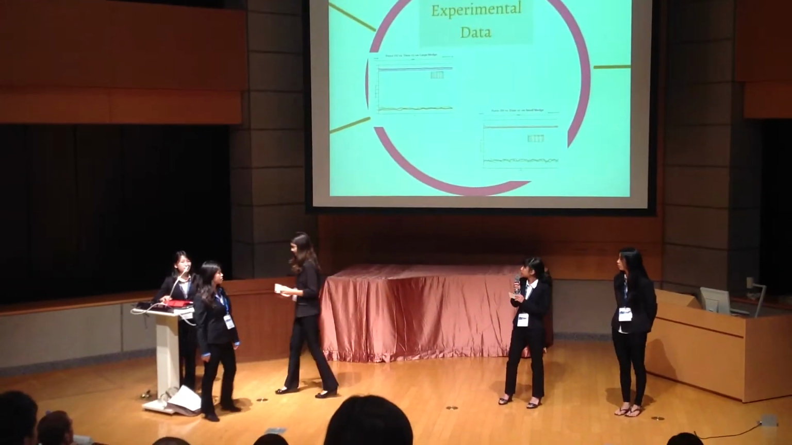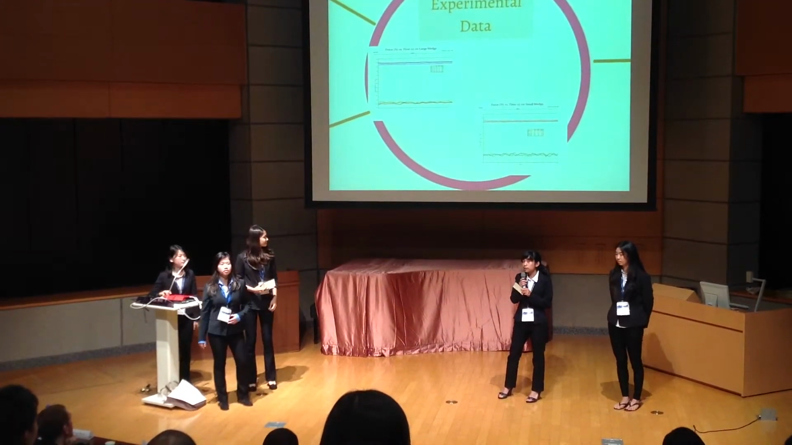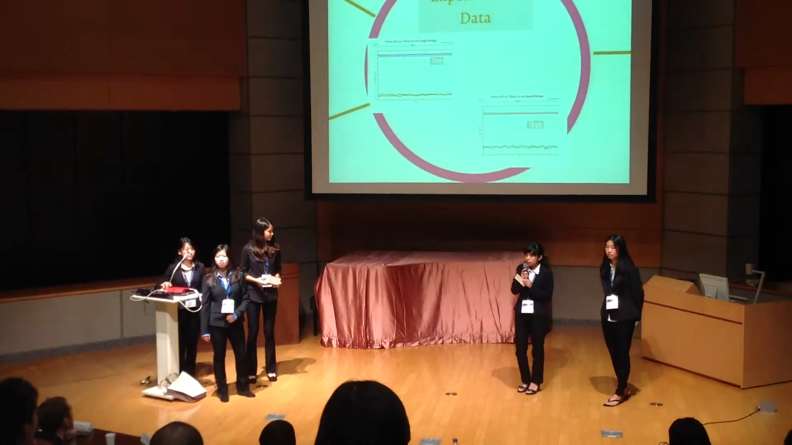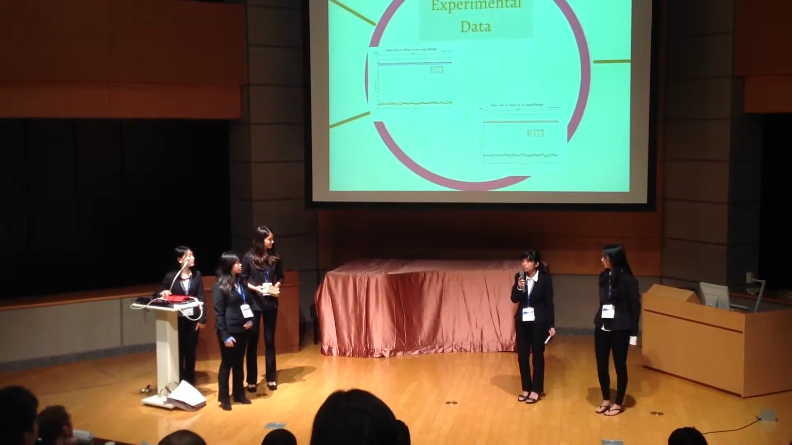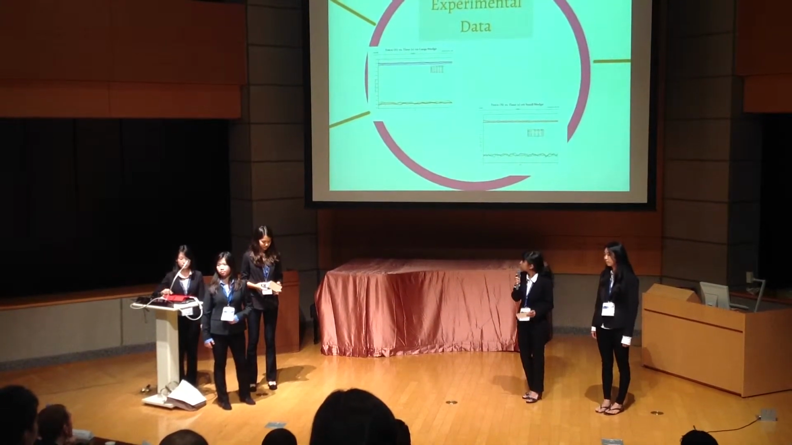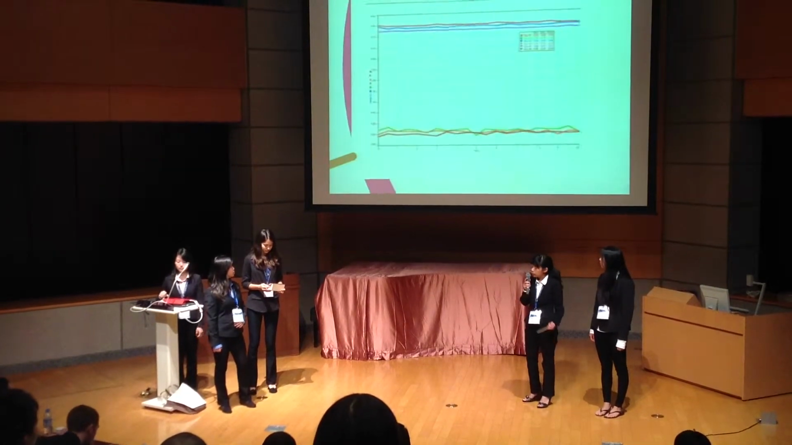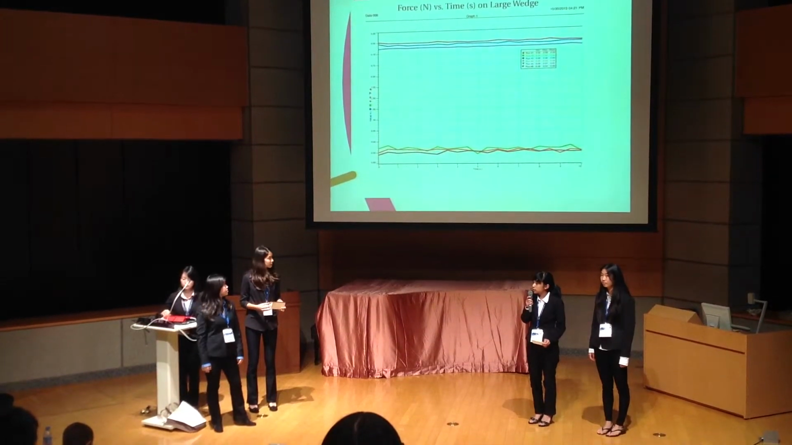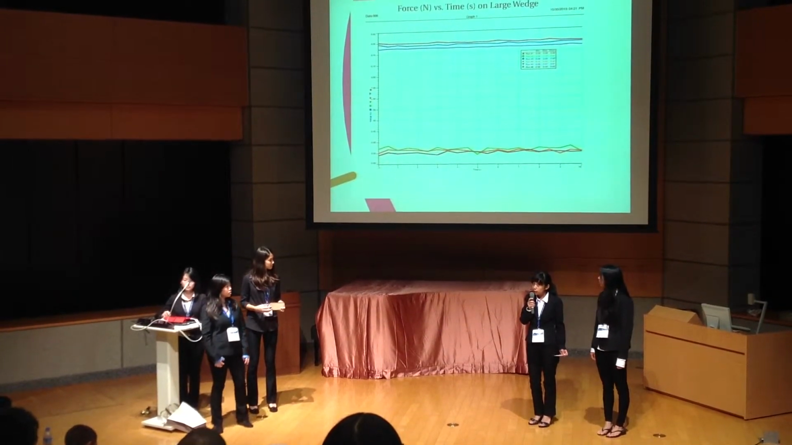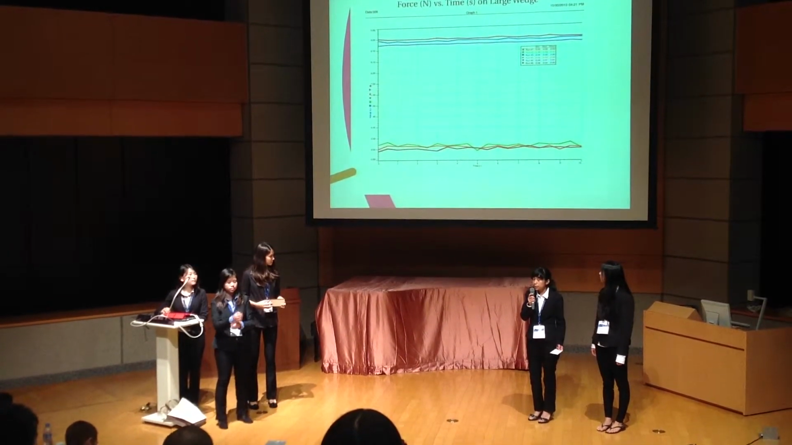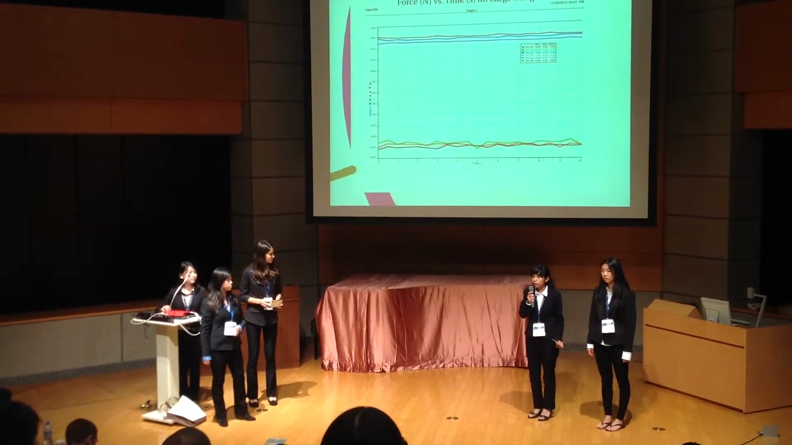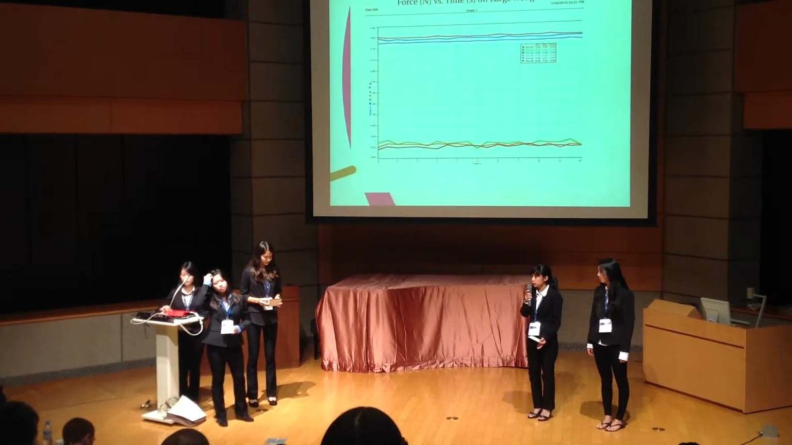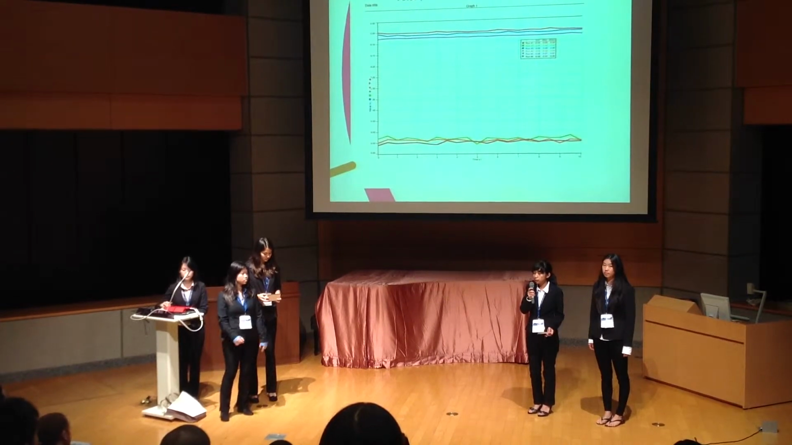Okay, for the data itself, we collected data from two different sizes of wedges. We had a large wedge, which was 22 centimeters long, and a small wedge, which was 15 centimeters long. The first graph is a graph that we collected from the large wedge. The lines at the top represent the force that we collected when the wind was off, and then the lines at the bottom is when the wind was on. So we took the difference between these two forces to calculate the force of drag.